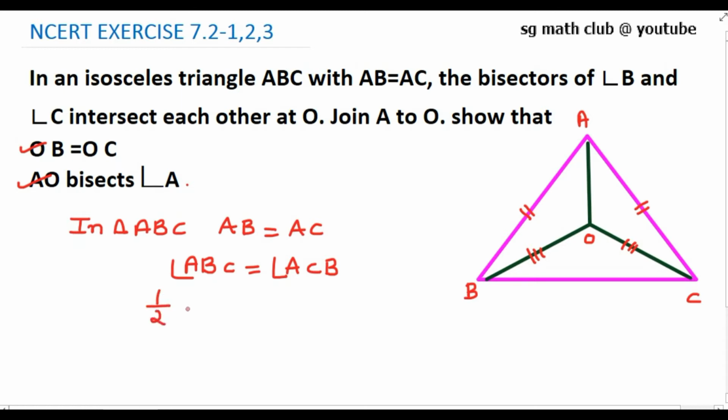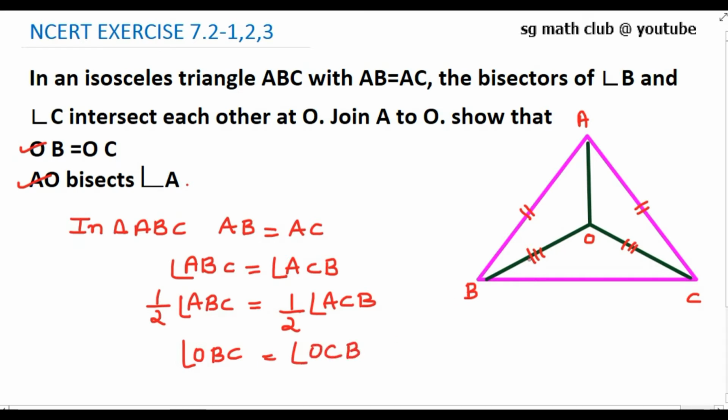Now multiply by half on both sides. Half of angle ABC is equal to half of angle ACB. And we know that half of angle ABC is nothing but angle OBC. Already they have given the bisector. Bisector means divides into two equal parts. OB is the bisector of angle B and OC is the bisector of angle C. So half of angle ABC, angle OBC, is equal to angle OCB.